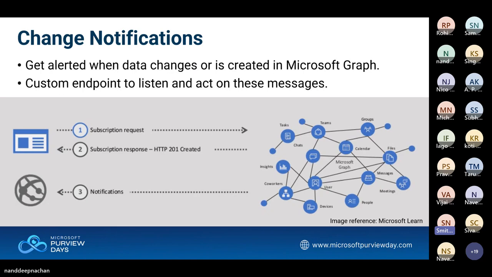Now the next thing is change notifications. The change notification feature enables the application to be alerted when data is created or changed in Microsoft Graph. When a particular entity is created, updated, or changed, Microsoft Graph submits an HTTP POST to a specific custom endpoint. Your custom endpoint listens for those messages and acts on them based on the logic defined by your business requirements. Let's see what you can get change notifications for. You can get notifications on messages, events, contacts, users, groups, conversations, OneDrive files, and alerts. This allows you to stay up to date and in sync with data that is accessible via Microsoft Graph.